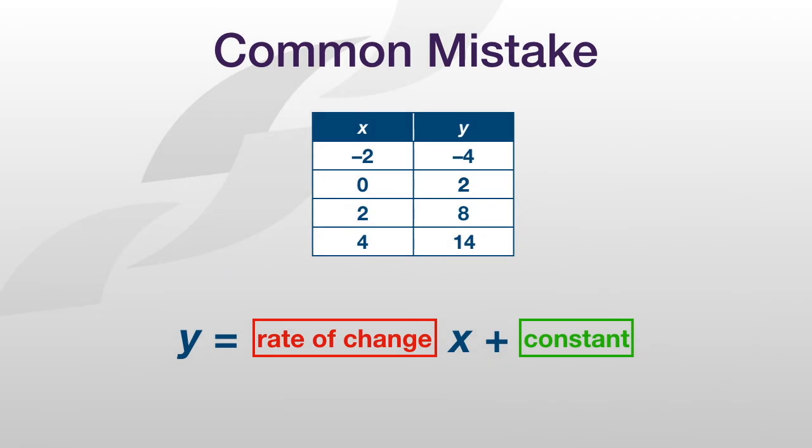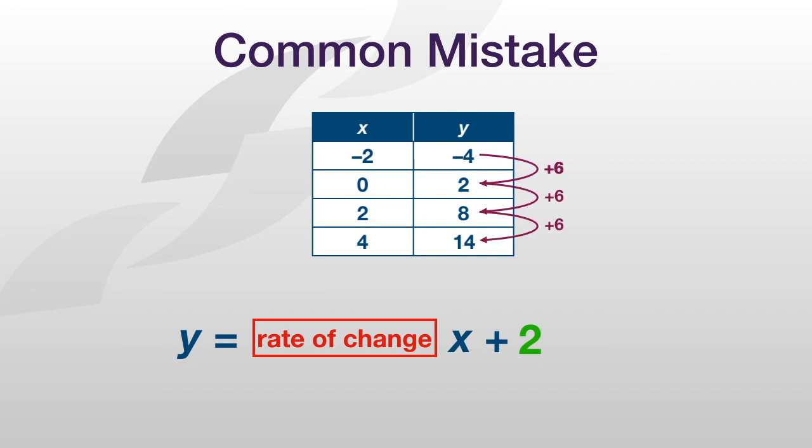A common mistake that students make is when writing an equation to represent a table of values. We can see that the constant for this table is 2, but for determining the rate of change, the common mistake is only to look at the y values. In this case, +6. So one might think that the equation is y equals 6x plus 2.